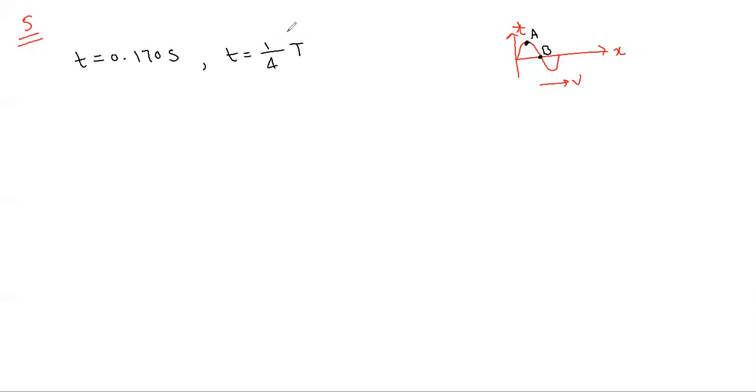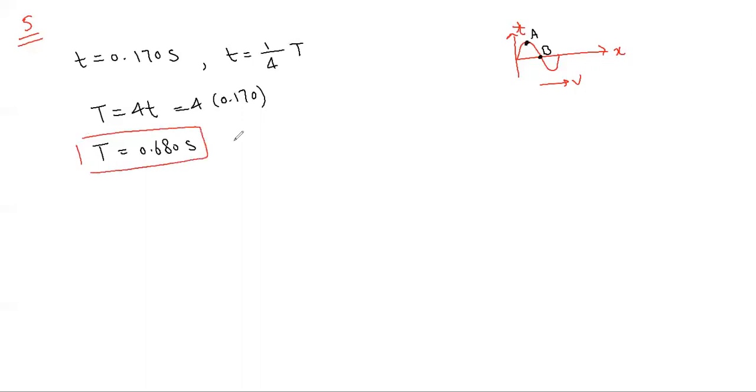Now we have to find the time period and we can calculate the time period from this relation. T is equal to 4t. So 4 multiplied by 0.170. So T will come out to be 0.680 second. So this is the answer to part A of this question.